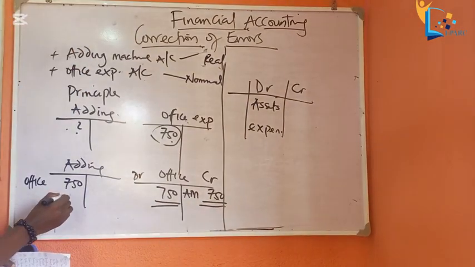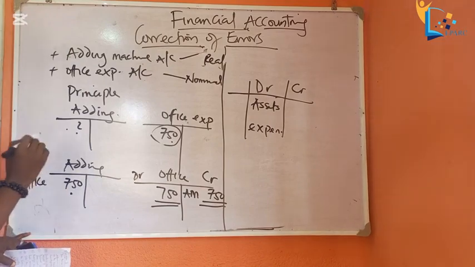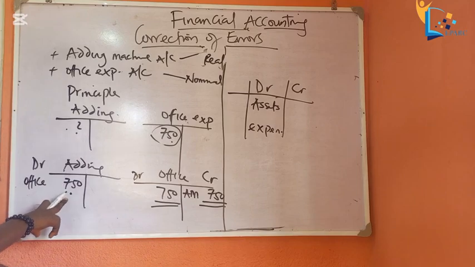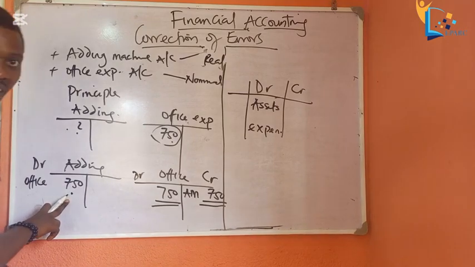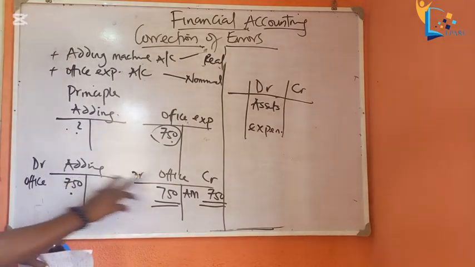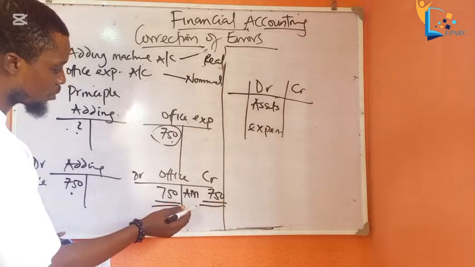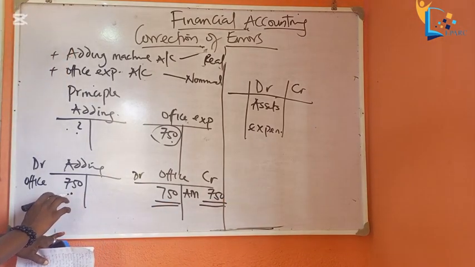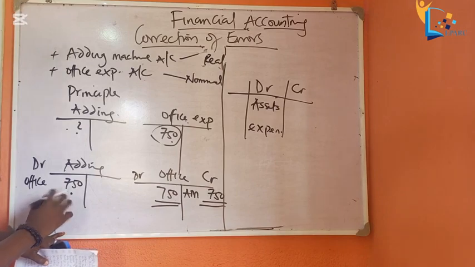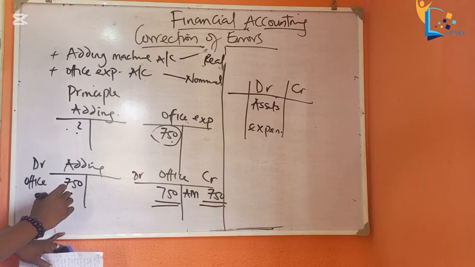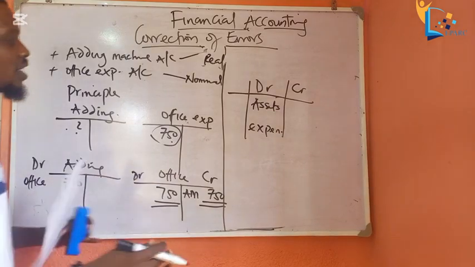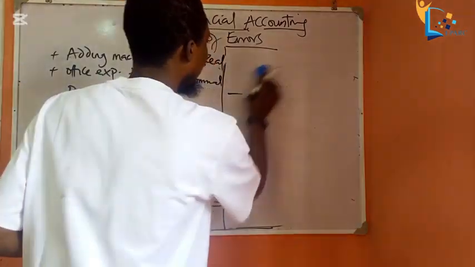So we have 750 left here on that debit side. So we have returned that 750 to adding machine account. Are you seeing what I'm doing? We have returned the 750. All you have to do is just credit the office expense so that this 750 will wipe off this 750. Then we'll have the 750 returned back to adding machine. Are we together? All right. Let's continue. Then number 2.